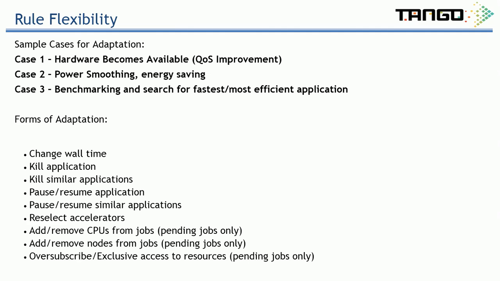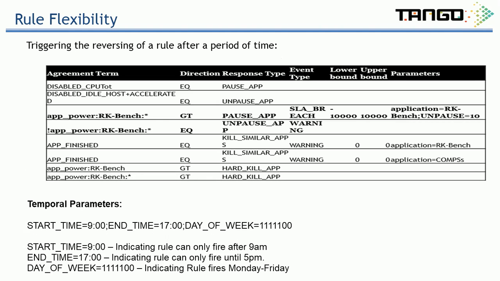We can also look at things such as adding and removing CPUs from pending jobs, or removing nodes as well, or oversubscribing or making an application exclusive to given resources. Rule flexibility can go further, such as cancelling a previous action that has occurred. So perhaps we pause an application at a given time of day, and then after a given period of time we want to unpause it.